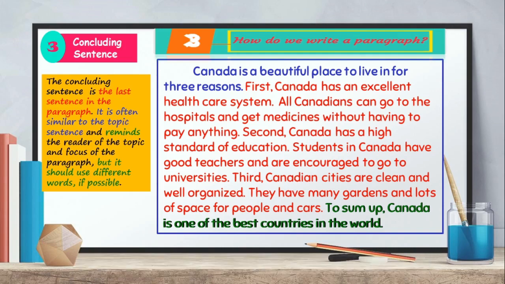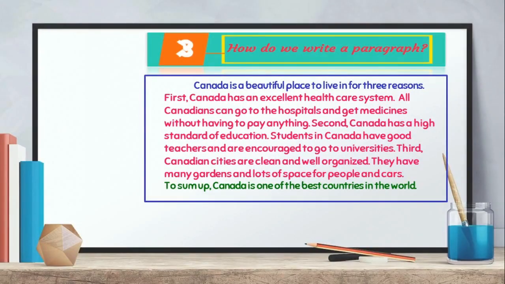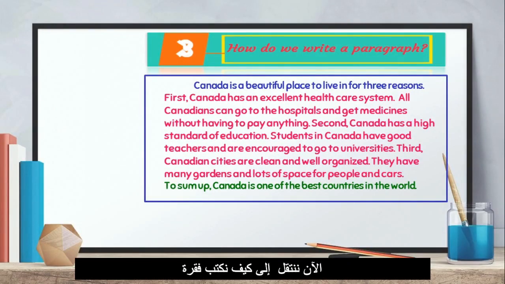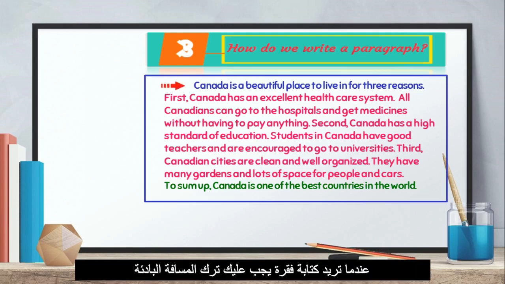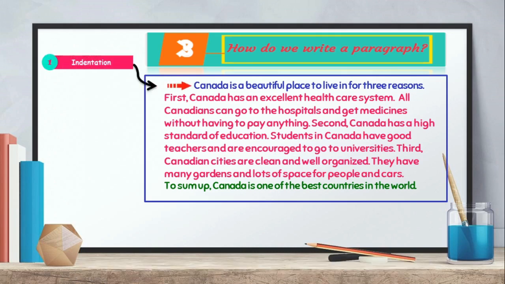All right, now we move to how do we write a paragraph. So when do we start? We want to write a paragraph, or how do we write this paragraph? So when you want to write a paragraph, you should first leave an empty space here. Leave this space empty, which is what we call indentation. So you don't write here, it's indentation.